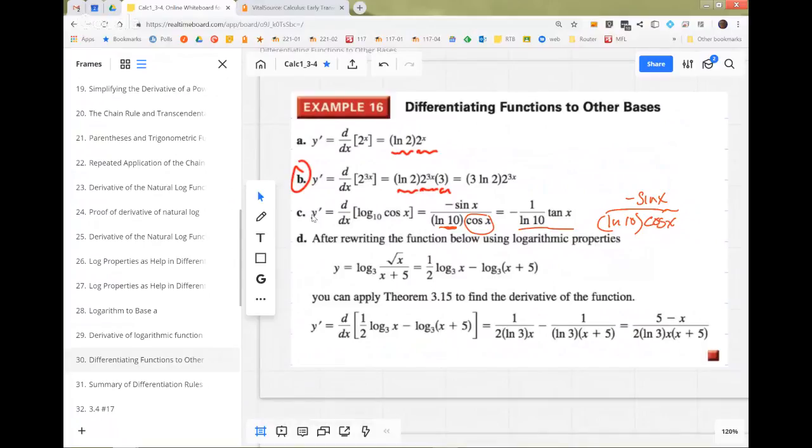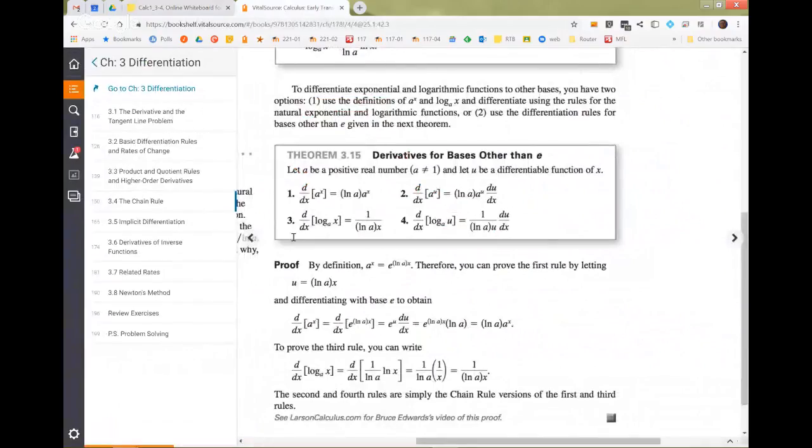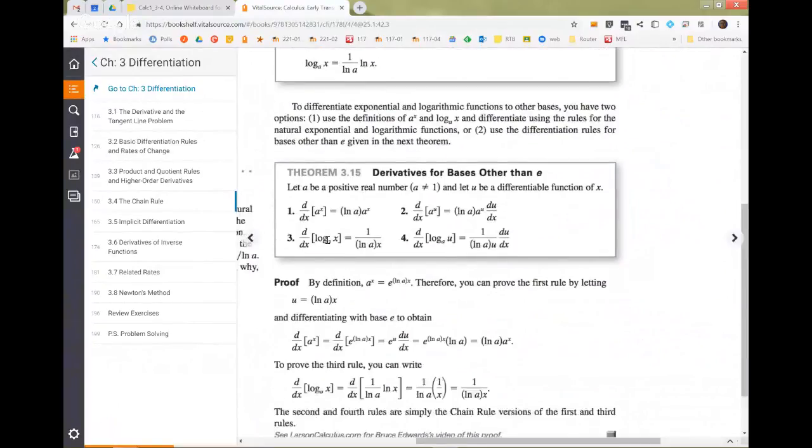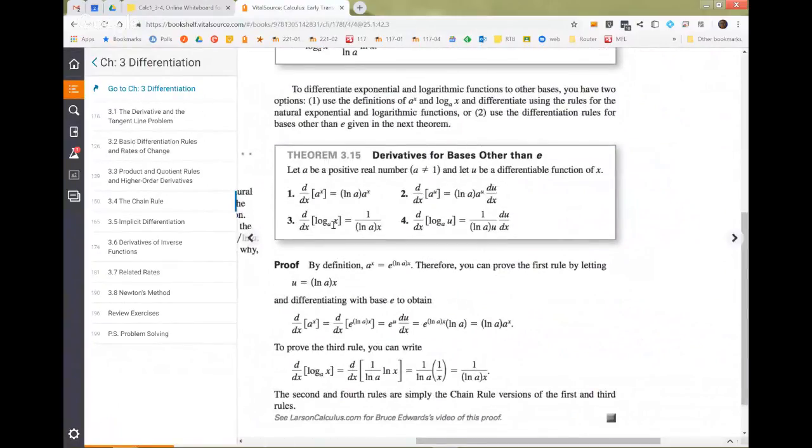How about C? Log base 10 of the cosine of x. I don't know if I showed that to you, but let's go back and look here. Yeah, that's number 3 in this list. What's the derivative of the log base a of x? It's 1 over x, just like it was when it was a natural log, but the difference is in the denominator, you notice we also multiplied by the natural log of the base.